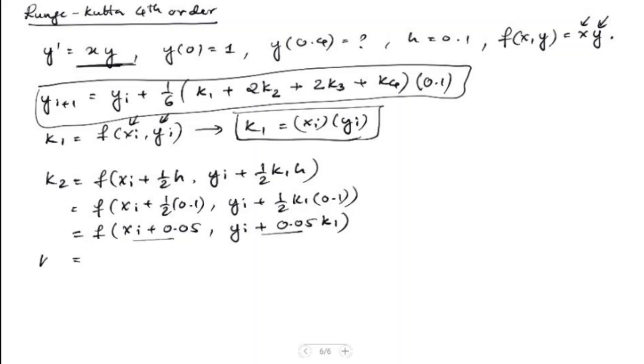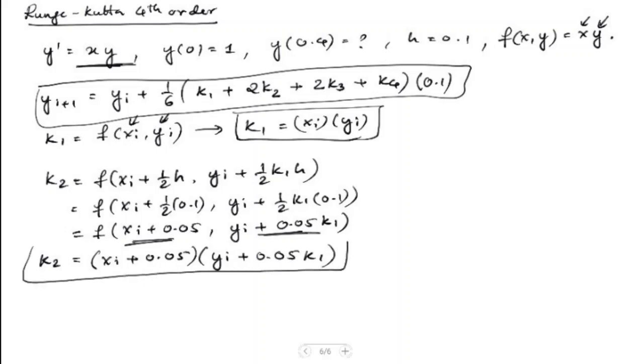So we can just say that k2 is the value of the function at the point where x is this one here and y is this one here. So we'll just multiply x times y for the function. So we have (xi plus 0.05) times (yi plus 0.05 times k1). So that's the function, or the points, for k2.